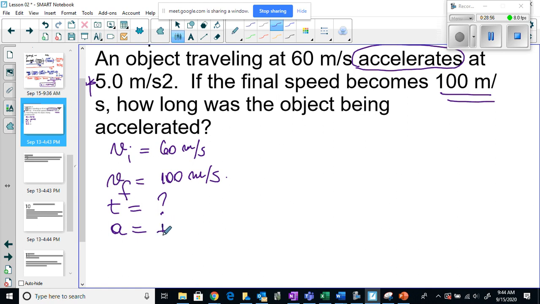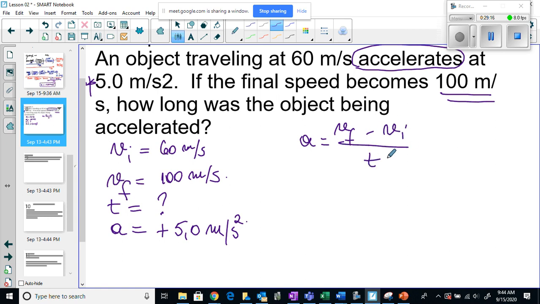It's positive though, positive 5.0 meters per second squared. Excellent. What is that formula that relates all those four quantities? It is the acceleration formula. Excellent. So it's V final minus V initial over time.